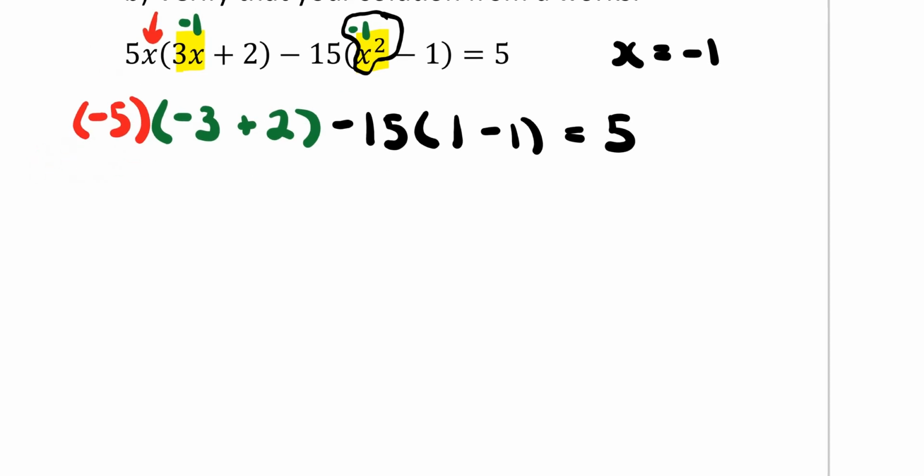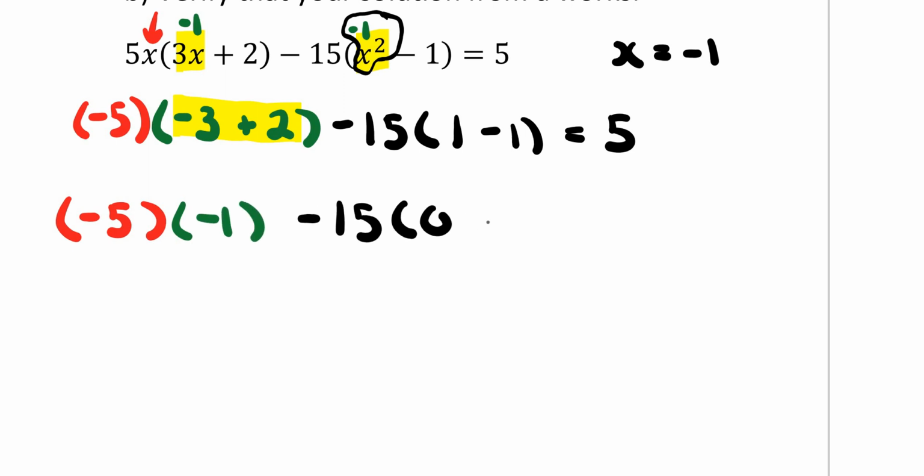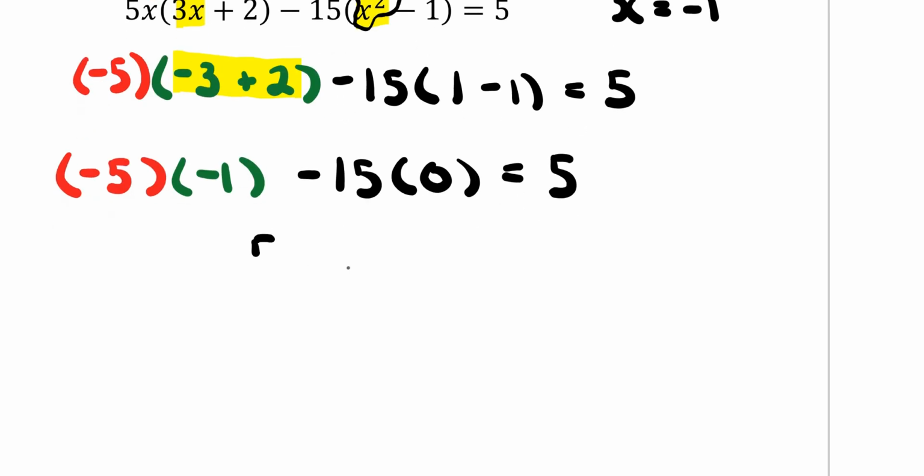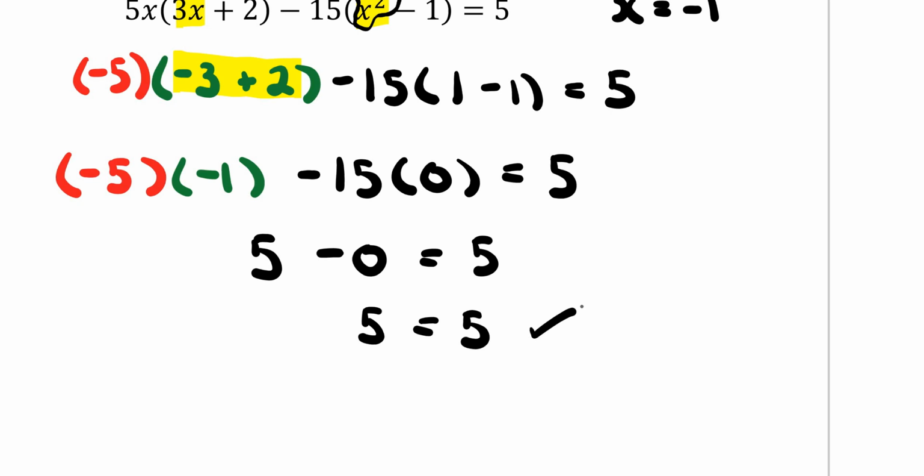Okay, so a lot of numerical calculations on this question too, so a great question here. Let's do some BEDMAS here. So we know that negative 3 plus 2 is going to be negative 1, minus the 15, and 1 minus 1 is 0, equals 5. Okay, so this gives me positive 5 minus 0 equals 5, and it turns out that 5 equals 5. The left-hand side equals the right-hand side, so you're good.